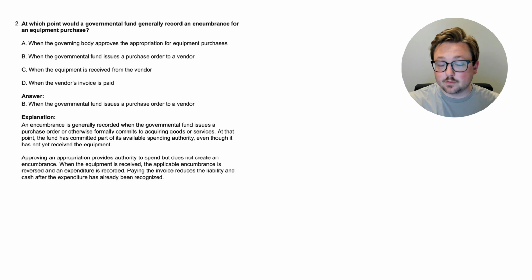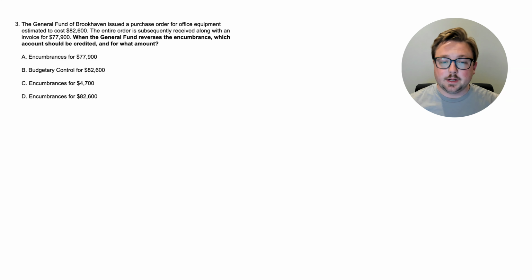So with that information, let's go to the next question. All right, here we are at question 3. When the general fund reverses the encumbrance, which we just kind of talked about a little bit, which account should be credited and for what amount?